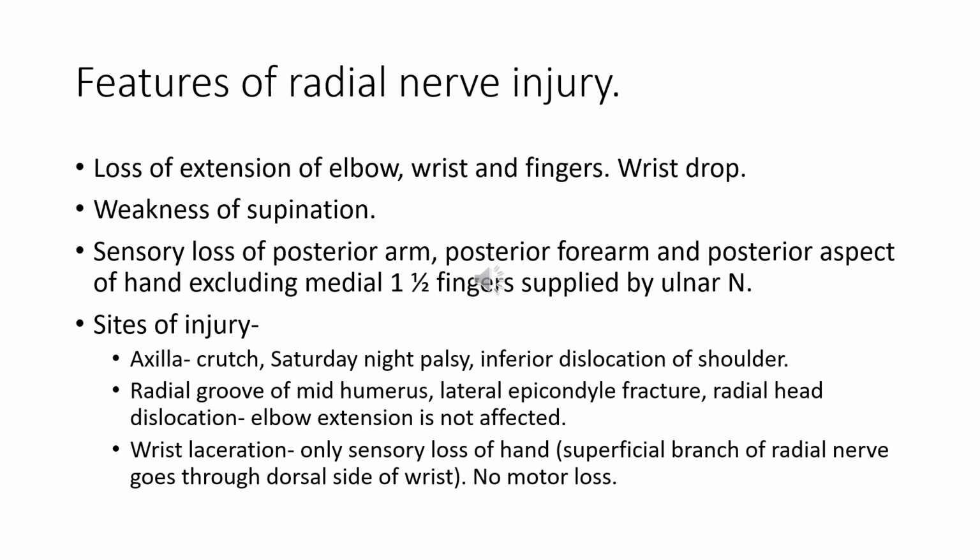In inferior dislocation of the shoulder, radial nerve injury comes along with axillary nerve injury. Radial nerve may be affected in the radial groove of mid-humerus, in lateral epicondyle fracture, and in radial head dislocations. In injuries at these sites, elbow extension is not affected. In laceration of the dorsum of the wrist, the superficial branch of radial nerve is affected, leading to sensory loss of the hand in the posterior part, but there is no motor loss.